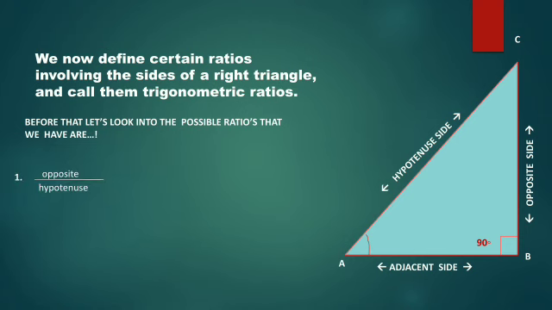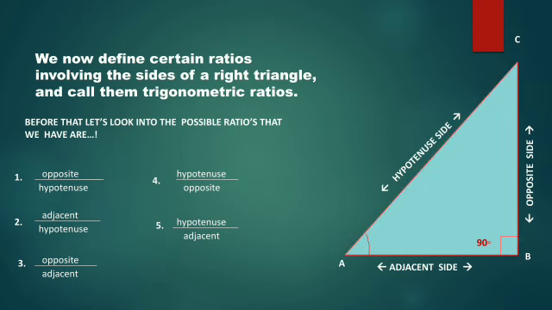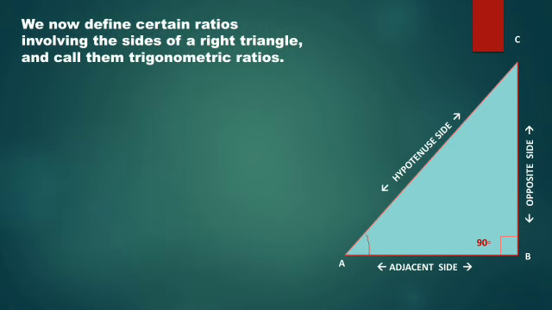The first possibility is opposite by hypotenuse. You can observe in the diagram, opposite by hypotenuse. Next is adjacent by hypotenuse. The third one is opposite by adjacent, the fourth one is hypotenuse by opposite, and the fifth one is hypotenuse by adjacent. The last one is adjacent by opposite. Using these available ratios, let us name these 6 ratios as trigonometric ratios using angle A.